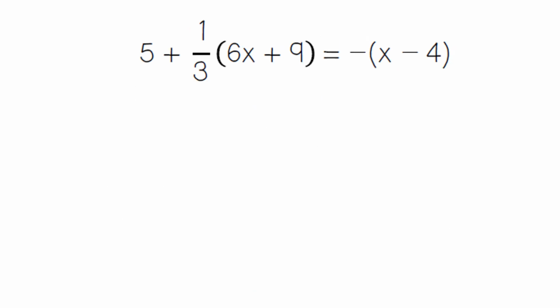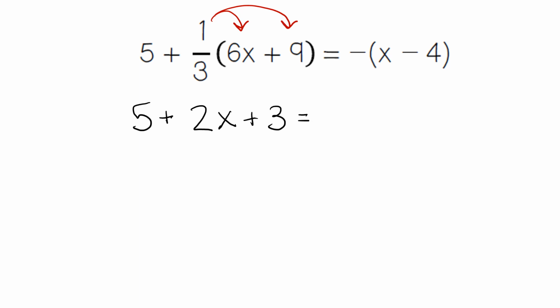For our last problem, we have 5 plus 1/3, parentheses 6x plus 9 equals negative, parentheses x minus 4. We start by multiplying and distributing our parentheses. The 5 in the front stays the same. 1/3 times 6 is going to give us 2, so that's going to be a 2x. 1/3 times 9 is going to give us 3.